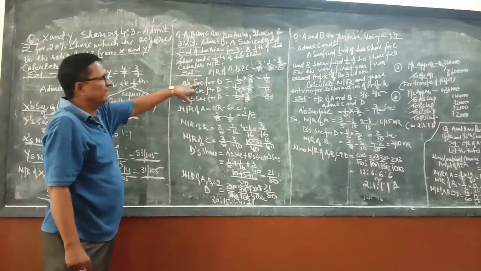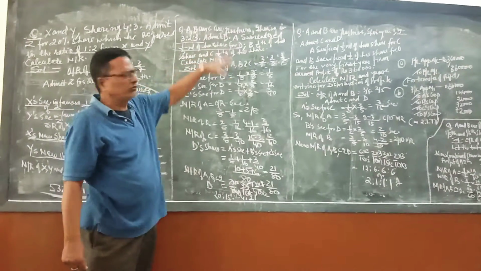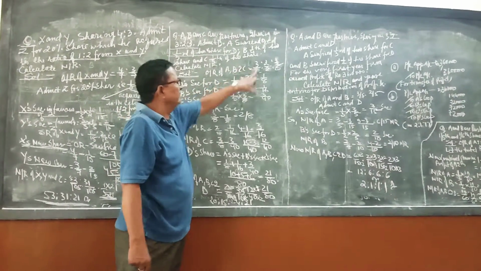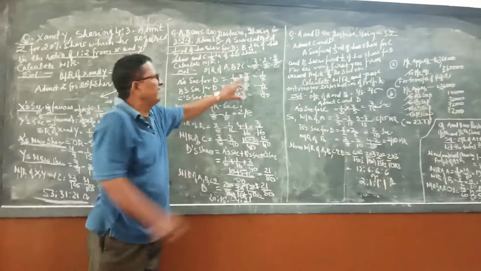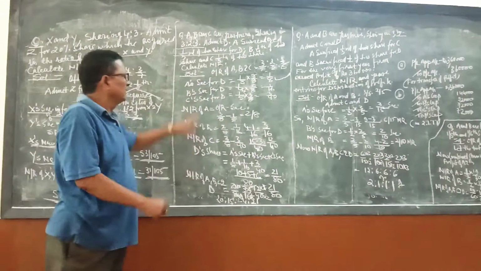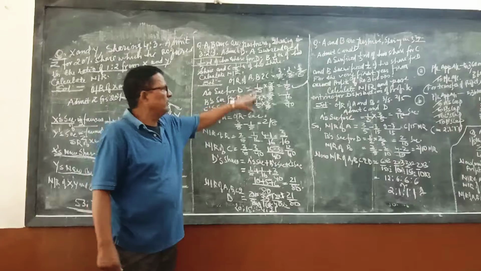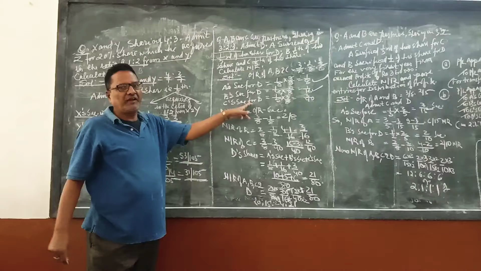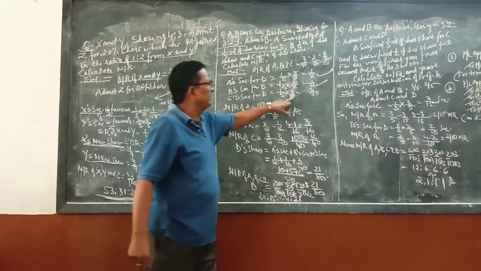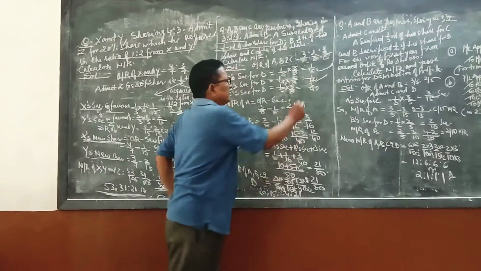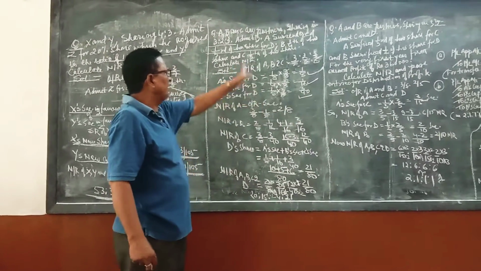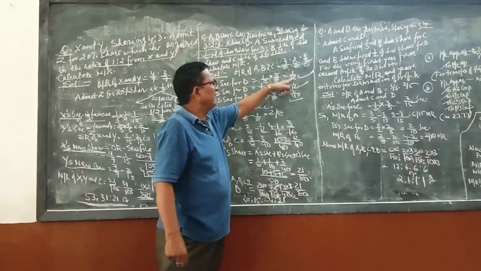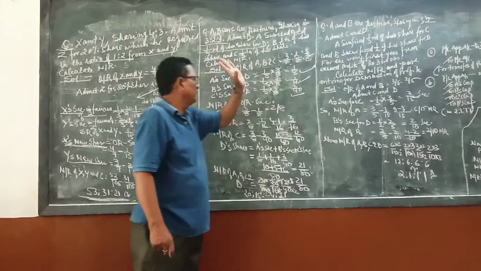Now A's sacrifice is given in the question, that A has sacrificed 1/3 of his share in favor of D. So 1/3 of 3/8 will be 1/8. B sacrificed in favor of D 1/4 of his share, that is 1/4 of 2/8, 1/16. And C sacrificed in favor of D 1/5 of his share, that is 1/5 of 3/8, 3/40. So the sacrifice of A, B, and C in favor of new partner D is 1/8, 1/16, and 3/40.